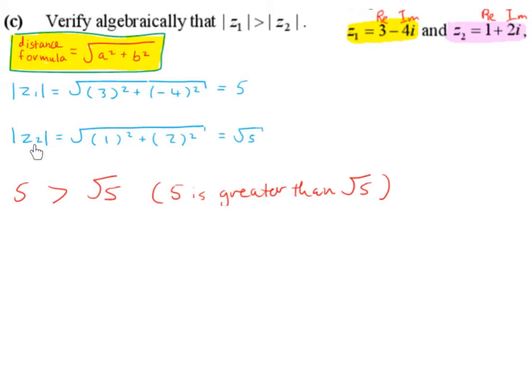Then we're going to find the modulus of z2, which is 1 plus 2i. So again, we're going to have our big square root. We're going to put the real part, which is 1, in brackets and square it. We're going to put the imaginary part, which is 2, in brackets and square it. 1 squared is 1, 2 squared is 4. 1 plus 4 is 5, and we get the square root of 5. So the modulus of z2 is the square root of 5, or the distance of z2 to the origin is the square root of 5 units. And 5 is clearly greater than root 5, so we have verified algebraically that the modulus of z1 is greater than the modulus of z2.